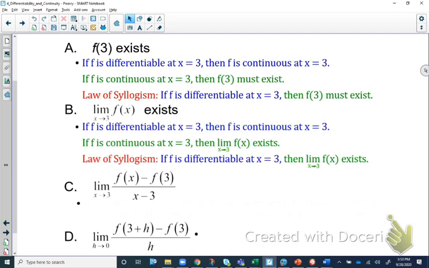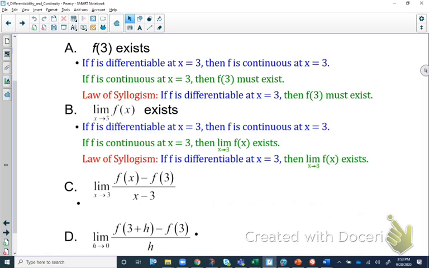So here, the limit of f of x exists as x approaches 3. If f is differentiable at x is equal to 3, then it's continuous. If it's continuous at x is equal to 3, then the limit must exist. So therefore, again, using the law of syllogism, we take the hypothesis of the first statement and the conclusion of the second statement and arrive at the conclusion that if f is differentiable at x is equal to 3, then the limit of function f must exist as you approach 3.